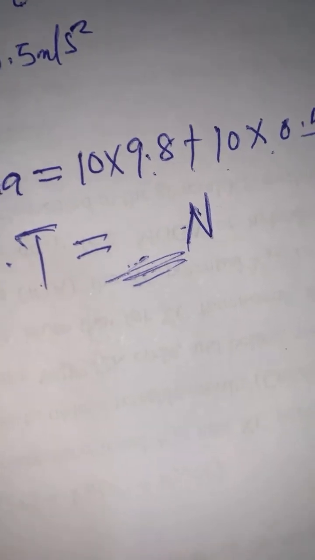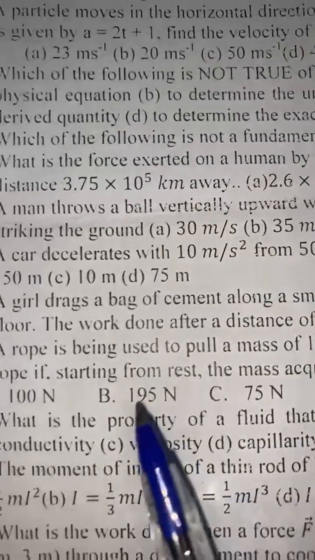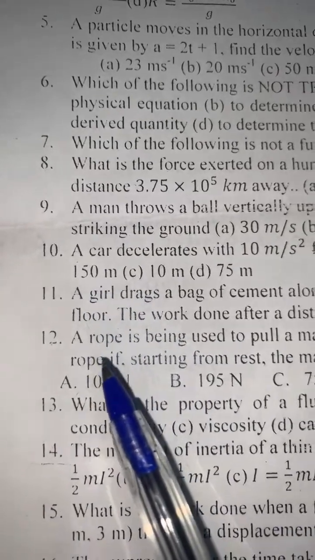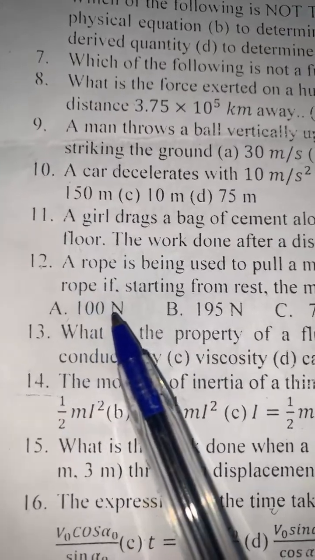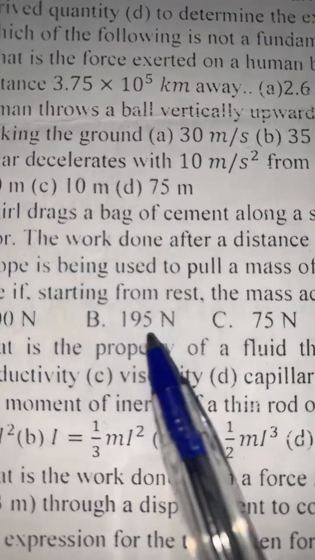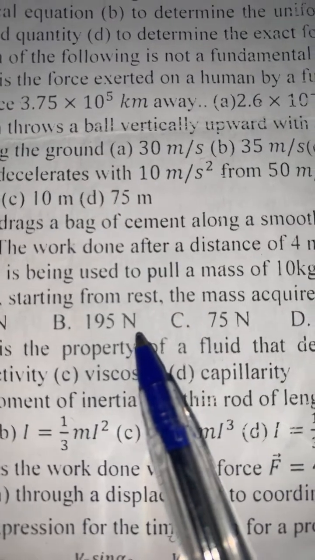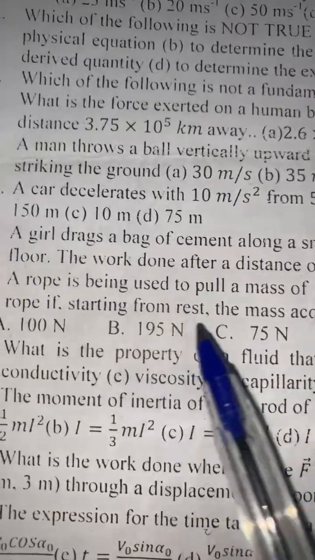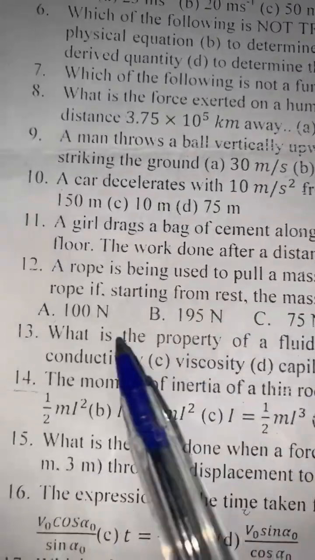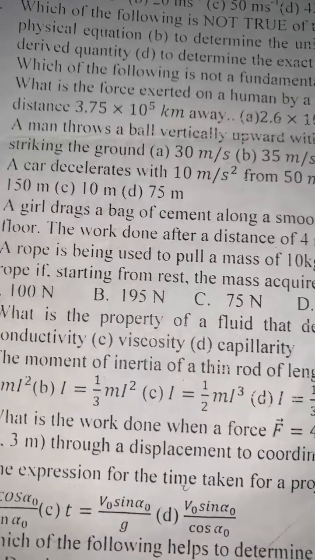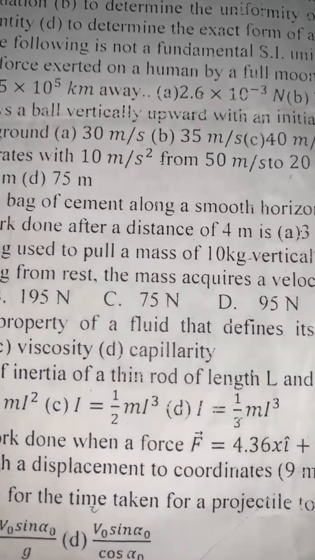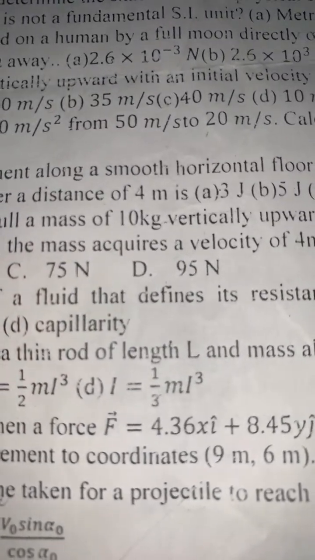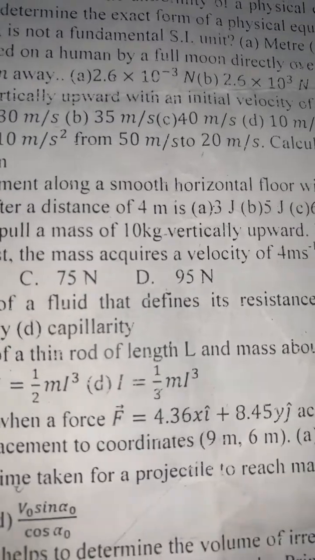Let's move on. You can see the nature of the answer now. From what you get, see the nature of the answer. You're seeing 100 Newton, 195 Newton, 75 Newton, 95 Newton. That's because time is not given. If they had given a corresponding time, we would have gotten one of these options. That's how you can get your tension. I hope you got the flow. In case of necessity, when you're given the time, you should be able to.